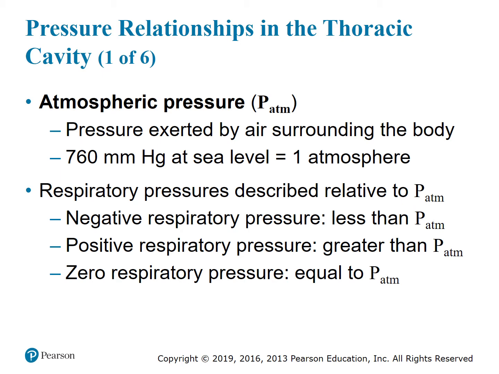So atmospheric pressure is the pressure exerted by the air surrounding the body, and it's 760 millimeters of mercury at sea level, and that equals 1 atmosphere. So respiratory pressures are described relative to the atmospheric pressure. So negative respiratory pressure is less than the atmospheric pressure. Positive respiratory pressure is greater than atmospheric pressure, and zero respiratory pressure is equal to atmospheric pressure.